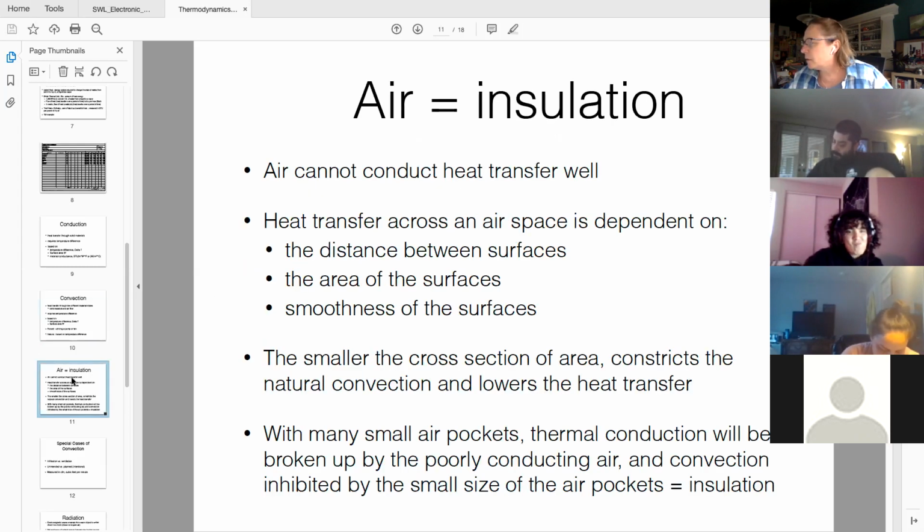So conduction, convection, air. Key thing to remember is that air is the best way to insulate, to create insulation, because it does not transfer heat well, because the molecules are really far apart and it has an incredibly low conductance value. So air is used as a form of insulation.